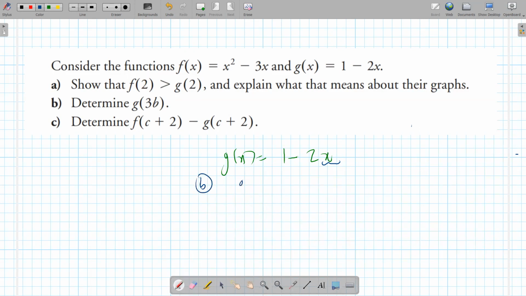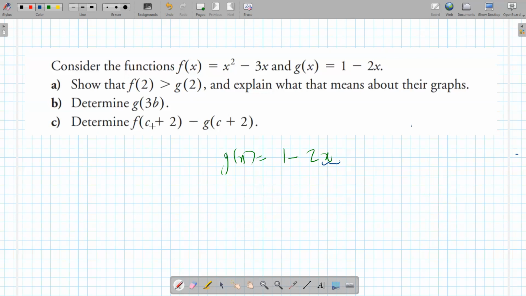So part B, g of 3b, what would that be? 1 minus 2 times 3b. Exactly. And if you open this bracket, it becomes 1 minus what? 6b. Yeah, 1 minus 6b. Now, what does this mean, hypothetically? This means that for the function g of x, when the x value is 3b, the y value is 1 minus 6b. Okay? Let's do part C as well, why not?